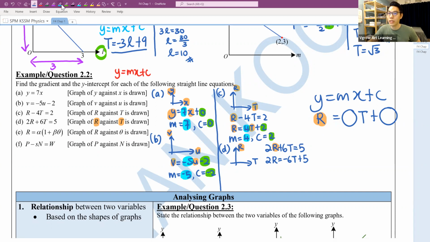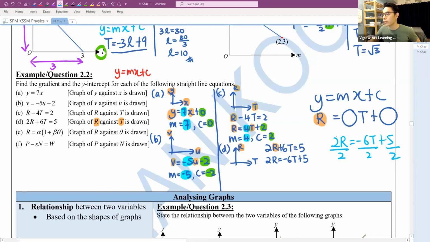What happens is you have, you see, divide by 2, divide by 2, divide by 2, left r, left negative 3t, and then plus 5 over 2. Okay, straight away you get your equation already.